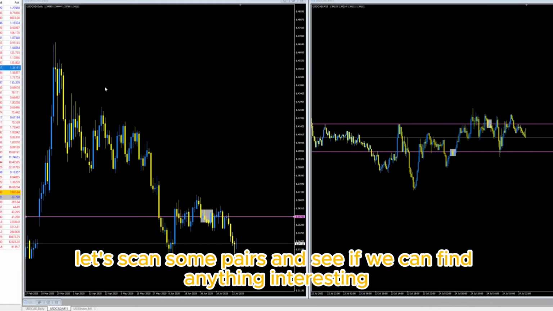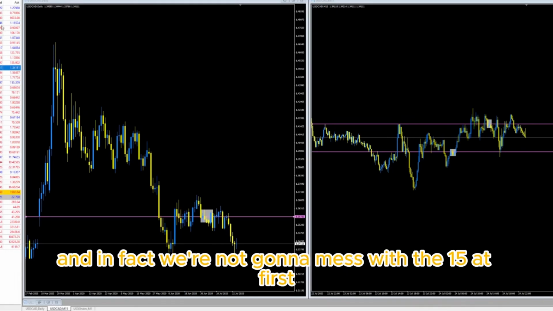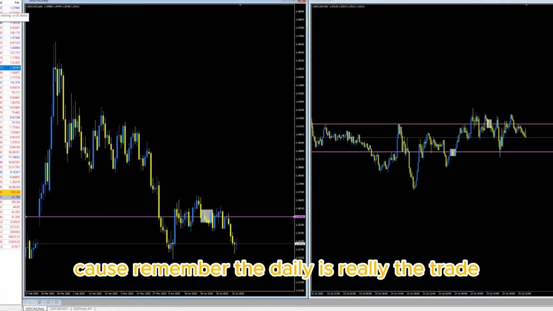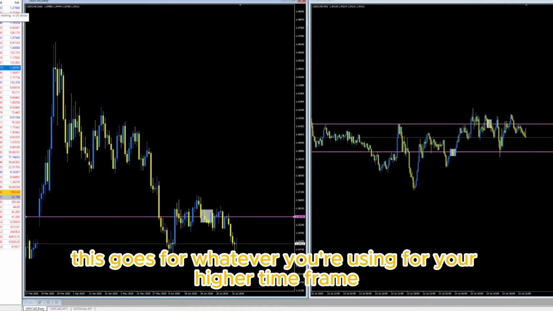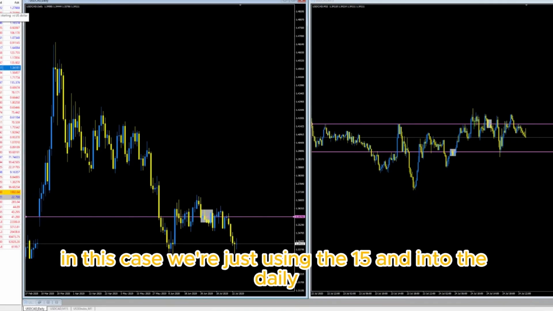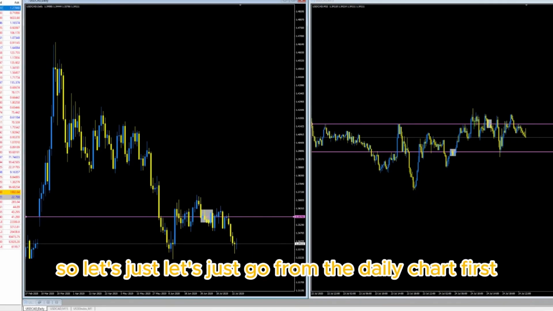Alright, let's scan some pairs and see if we can find anything interesting. And in fact, we're not even gonna mess with the 15 at first. Let's just look at the daily, because remember, the daily's really the trade, and this goes for whatever you're using for your higher time frame. In this case, we're just using the 15 into the daily, so let's just go from the daily chart first.